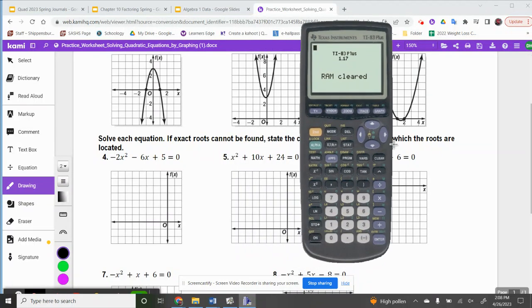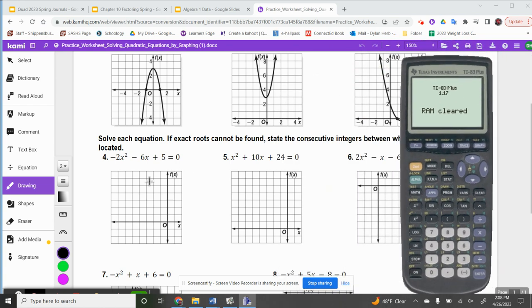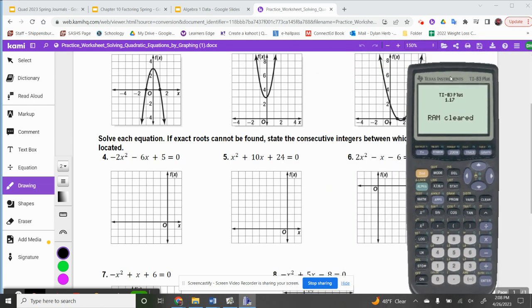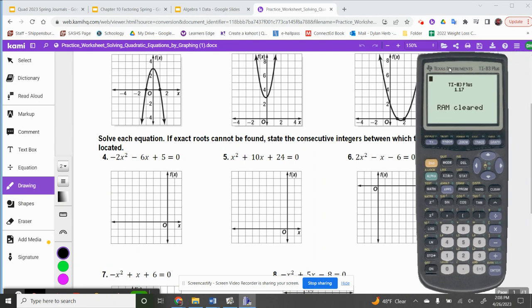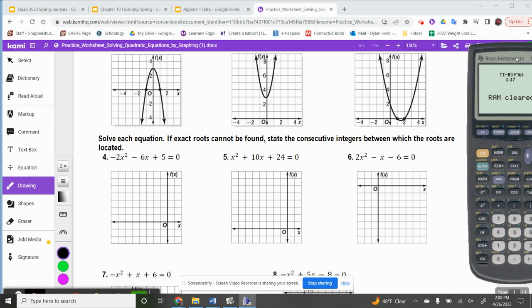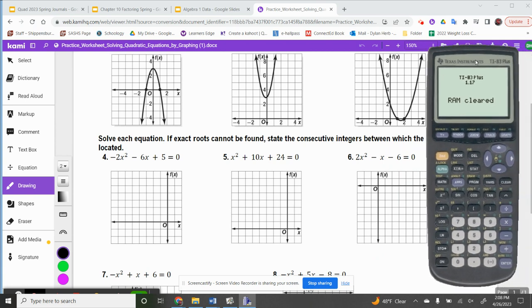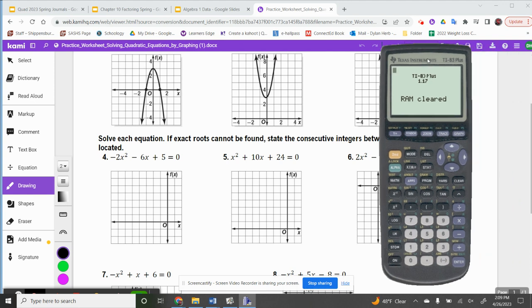All right, so in this video, I'm going to be showing you how to solve a quadratic equation just by using a TI-83 calculator. All right, so here's three examples. We got number 4, number 5, number 6 here, where it's asking us to graph the equation and then find the solution from the graph. And it says here, if exact roots cannot be found, state the consecutive integers between which the roots are located. So that just means tell me what two numbers it's between if it's not a whole number.